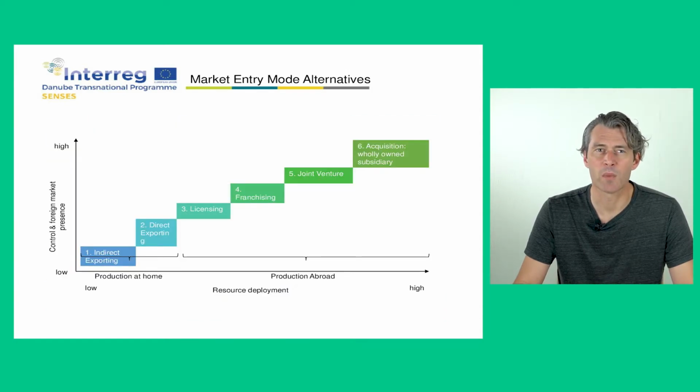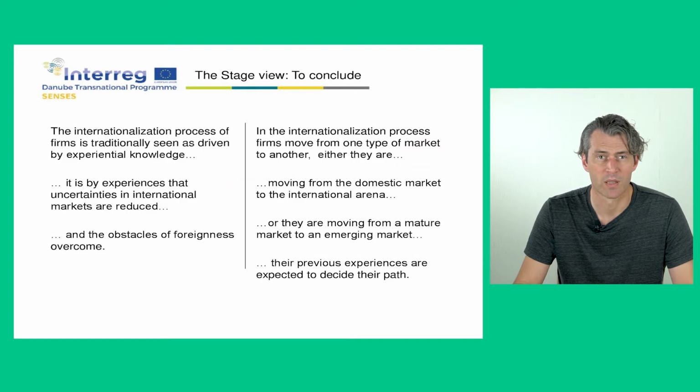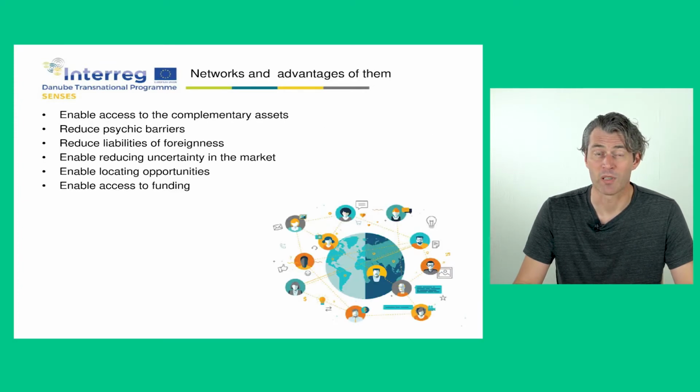On this slide, you can see the market entry alternatives. It shows how increasing the control on foreign market presence can be seen as depending on the market entry types. The first 2 alternatives are based on home-based productions, and the others relate to production alternatives abroad. Networking is a key element of business success. This is true for internationalization as well. Here are the relevant advantages. You can enable access to complementary assets, reduce psychological barriers, reduce liabilities of foreignness or unfamiliarity, reduce uncertainty in the market, enable locating opportunities, and gain access to funding.